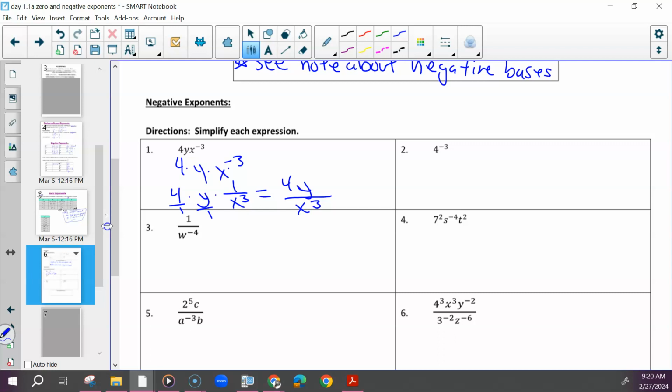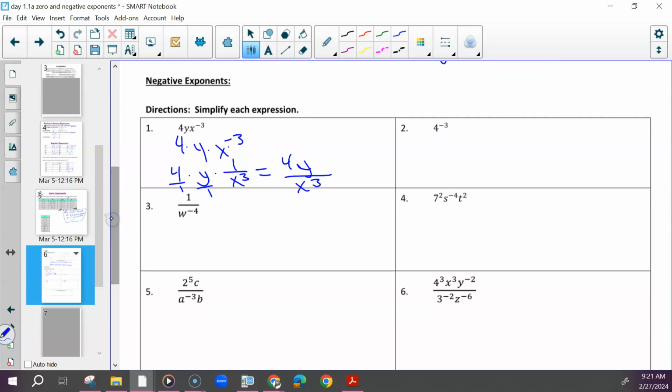Once you get the hang of this, all of this in between work you won't need as much. You'll just be able to do it. But as we're practicing, this may be good to separate it like this. Questions so far?